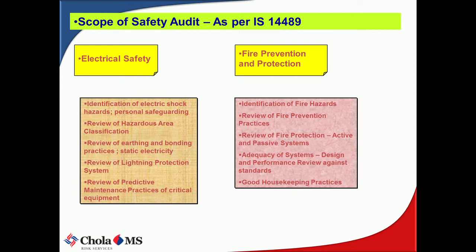In terms of fire protection, identify the fire hazards in the plant, then review their fire protection system. If they have a hydrant system or portable extinguishers, are they maintained properly and valid? Is the hydrant system working, is water coming out? Even having it is not enough, the question is whether it is functioning.